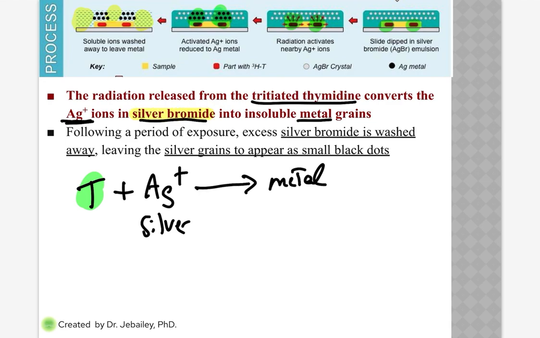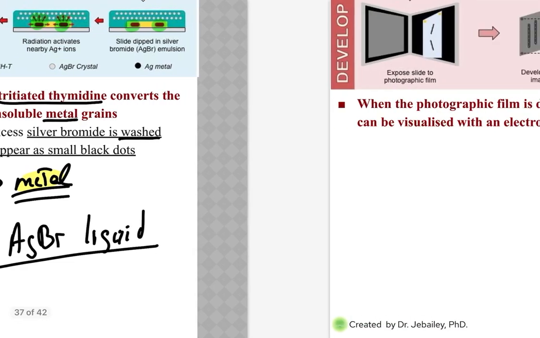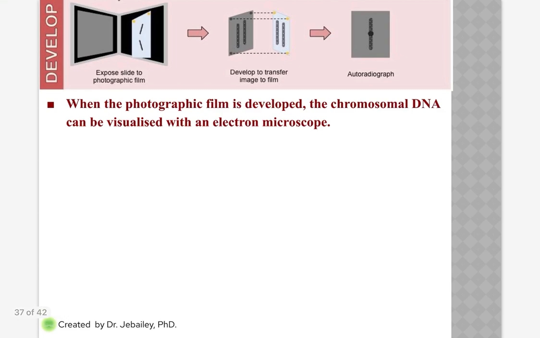So if the Ag touched the highlighted T, it becomes metal. The rest of the AgBr continue to just be liquid, okay? Now, what do you do with the rest of the liquid? You just wash it away. So in the end, what do you have? You only have the metal part, the black dots, right here, as you can see. Now that you only have those black dots, as shown here, you can see that they're just black dots.